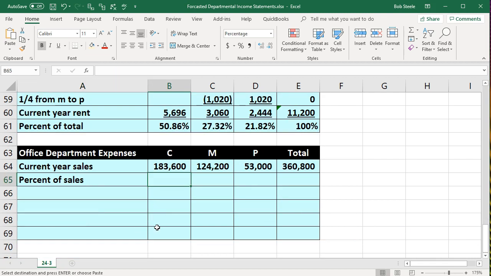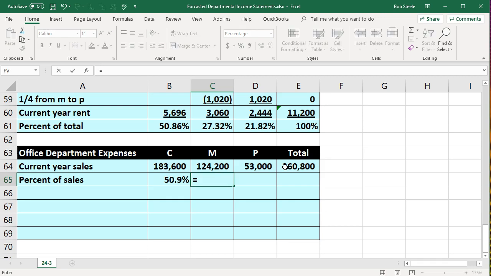So the percent of sales will equal the 183,600 for C divided by the total. So we have this percent allocation. This is very common, used all the time, not just in accounting, just anytime we need to measure something, we often use this kind of ratio analysis. This equals the 124,200 divided by the 360,800. This equals the 53,000 divided by the 360,800. And if we sum these up, that should add up to 100.